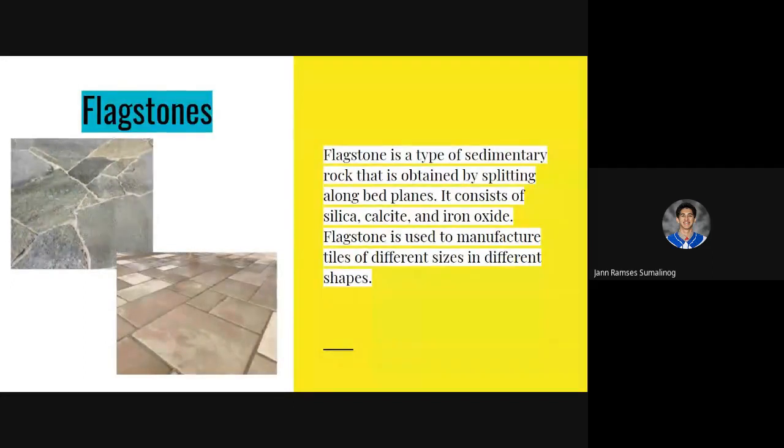Third is the flagstone. Flagstone is a type of sedimentary rock that is obtained by splitting along bed planes. It consists of silica, calcite, and iron oxide. So flagstone is used to manufacture tiles of different sizes and different shapes.